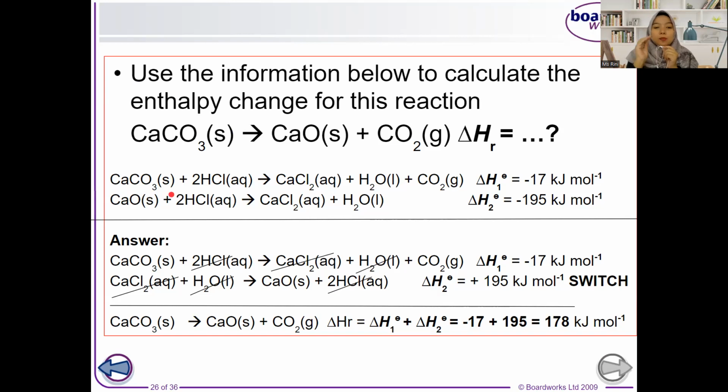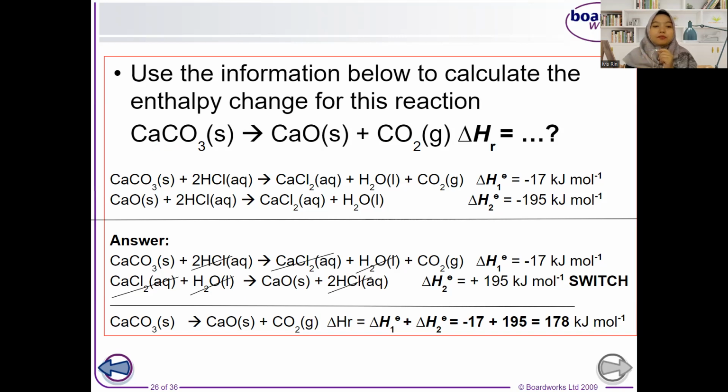So the position is already the same. If the position is different, you have to make it the same by switching the reaction. The reaction should be switched so that reactants move into products and products move into reactants. But for this one, we don't need to do that step. Let's see how that step works for another substance. So for CaCO3, the position is already the same.